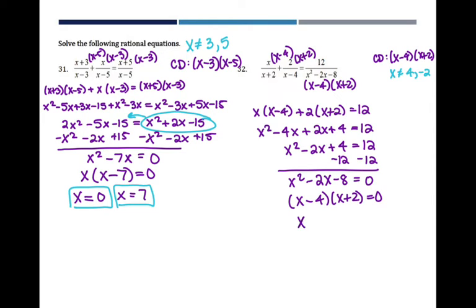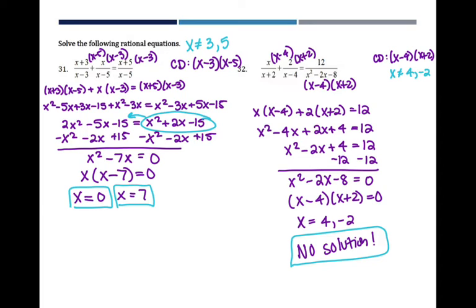So that means my two possible solutions are positive 4 and negative 2, which just so happens to be the two values that don't work. So these are extraneous solutions. So after all of that work, this equation has no solution. So always double check to see if your solutions end up being part of the restricted domain.